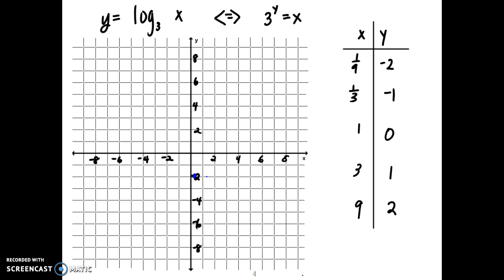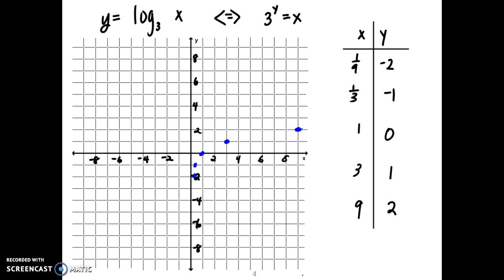(1/3, -1), so it's 1/3 of the way. It's very close to the one I just did, but that's about there. And then our x-intercept is (1, 0), and then (3, 1), and then (9, 2).